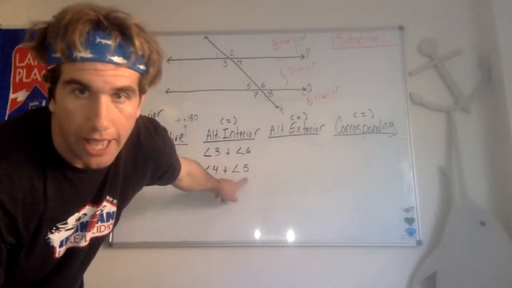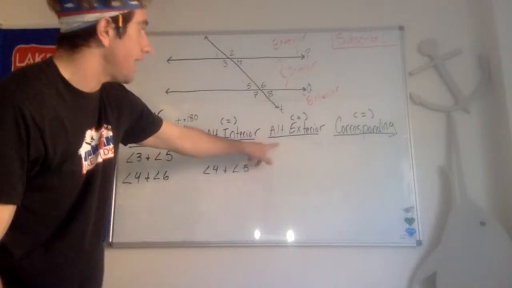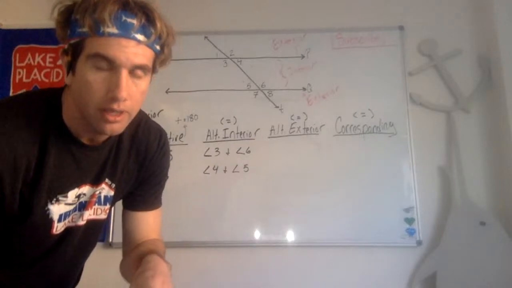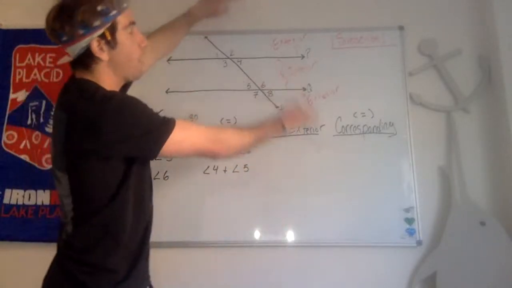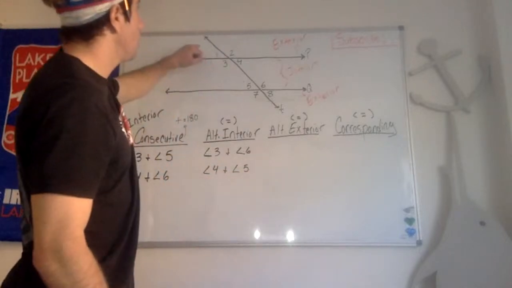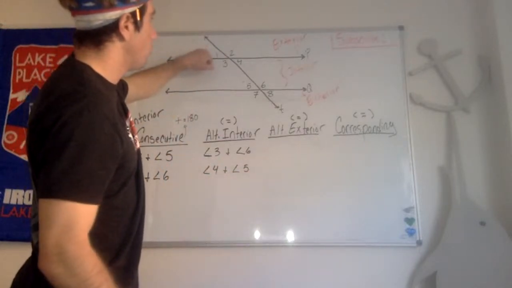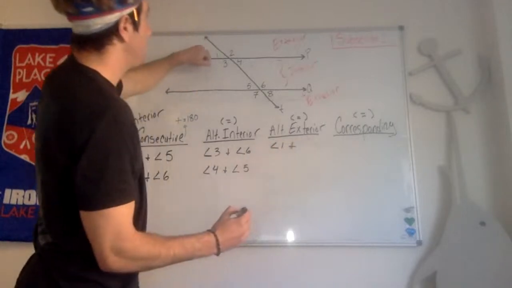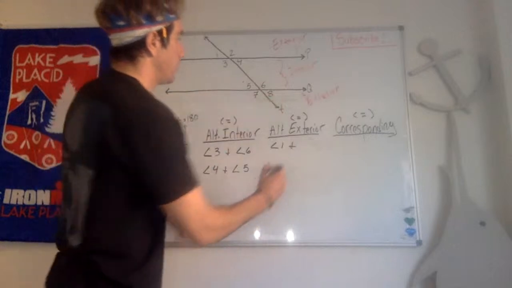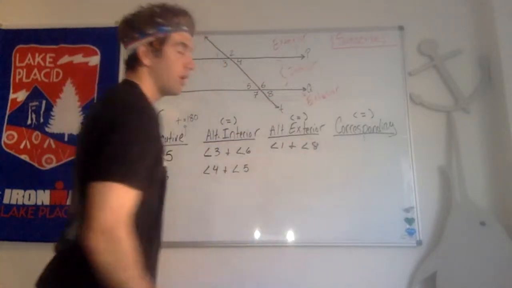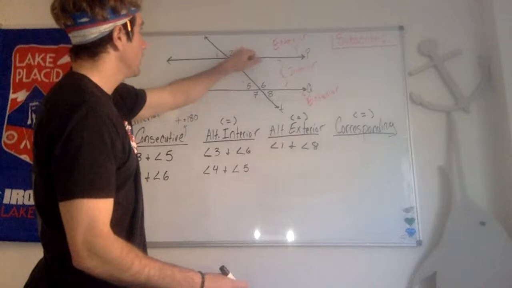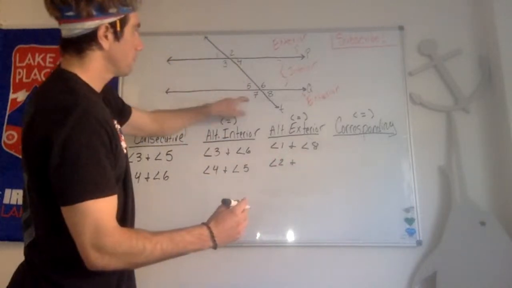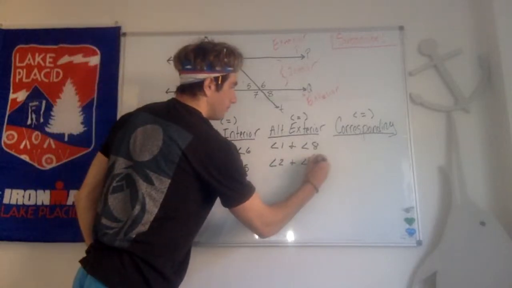Now let's talk about alternate exterior, okay? Alternate exterior is the same type of deal. Opposite sides of the transversal, but it's going to be on the outsides, okay? So what are they on the outsides? Angles 1 and opposite the transversal down low, angle 8. And what's the other alternate exterior? Start with 2. Angle 7. All right.